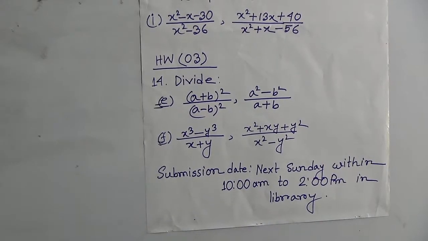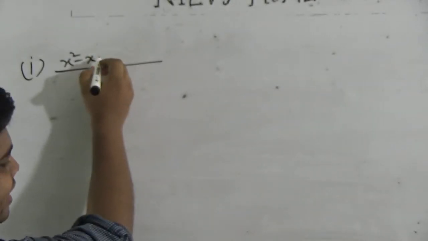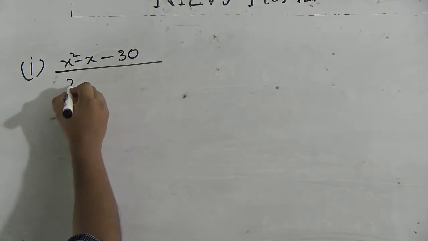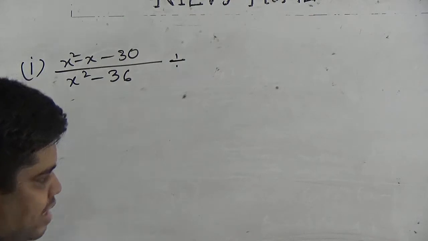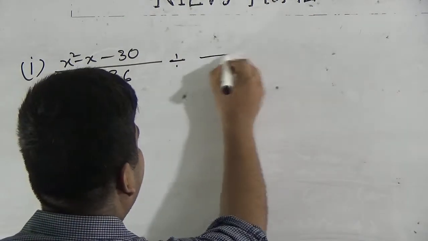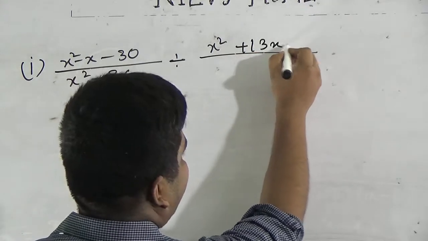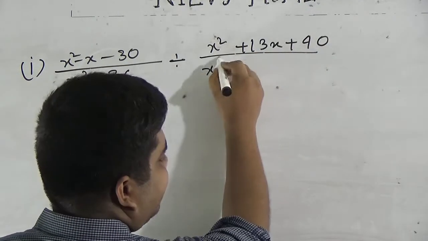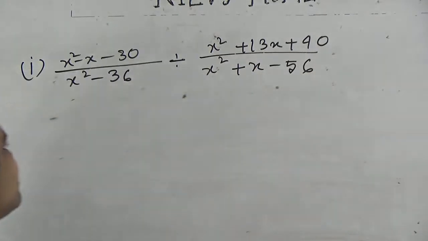Question number I is x squared minus x minus 30 divided by x square minus 36, division sign, and here x square plus 13x plus 40 divided by x square plus x minus 56.